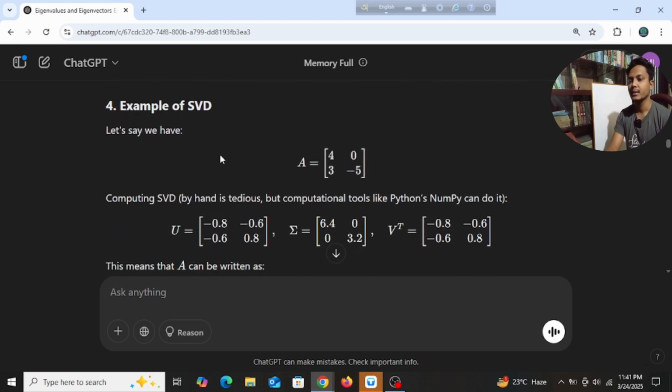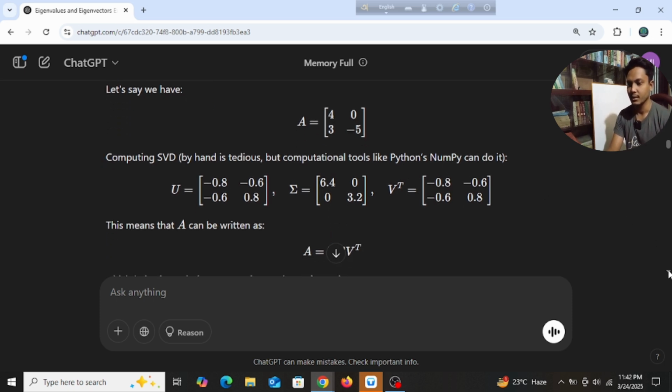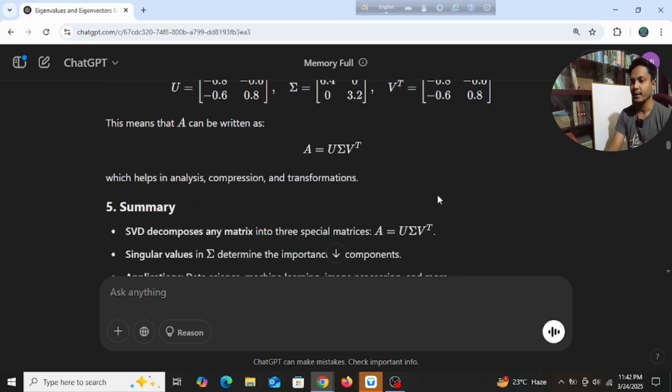Example of SVD, let's say we have this matrix. Computing SVD by hand is tedious, but computational tools like Python's NumPy can do it easily. So we get U, sigma, and V transpose. This means that A can be written like this, which helps in analysis, compression, and transformation.